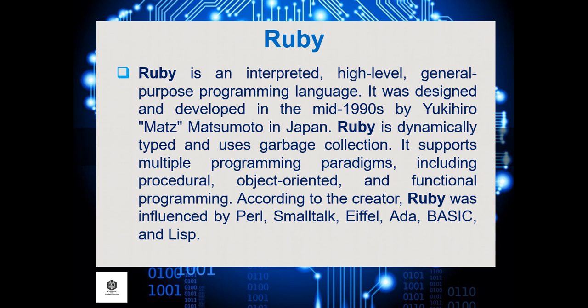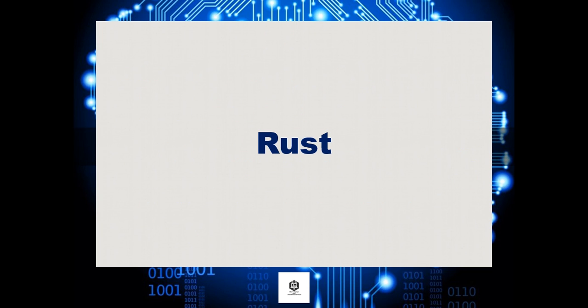Ruby is an interpreted high-level general-purpose programming language. It was designed and developed in the mid-1990s by Yukihiro Matsumoto in Japan. Ruby is dynamically typed and uses garbage collection. It supports multiple programming paradigms, including procedural, object-oriented, and functional programming. According to the creator, Ruby was influenced by Perl, Smalltalk, Eiffel, Ada, Basic, and Lisp.